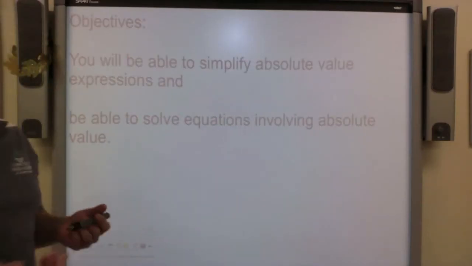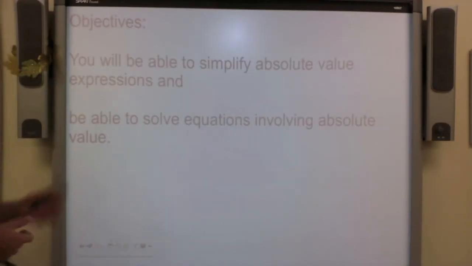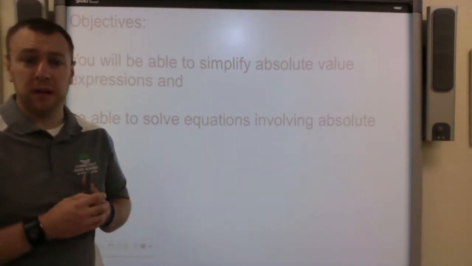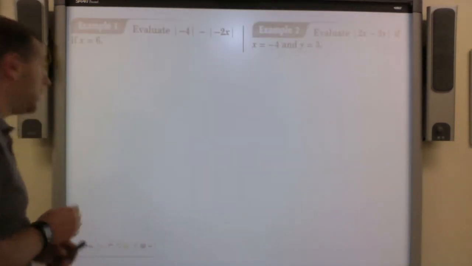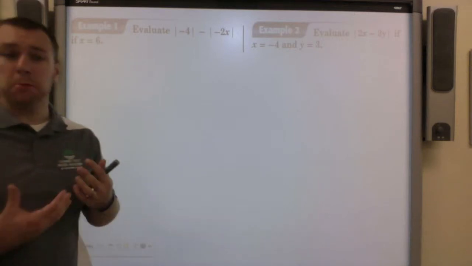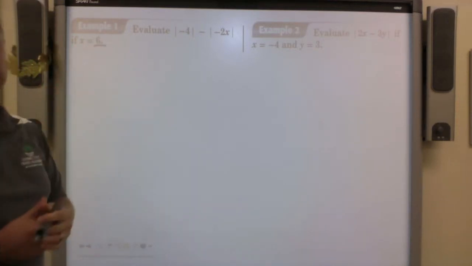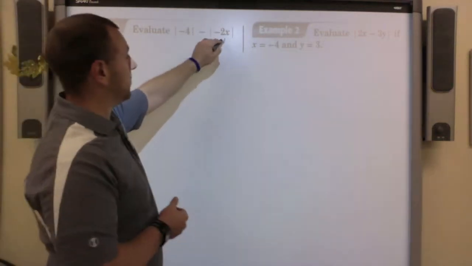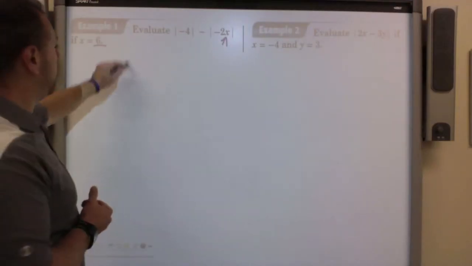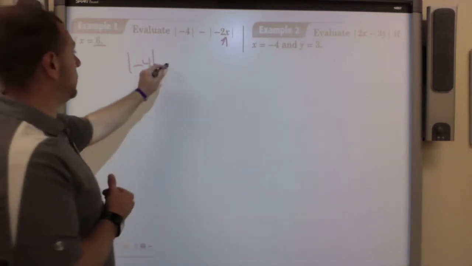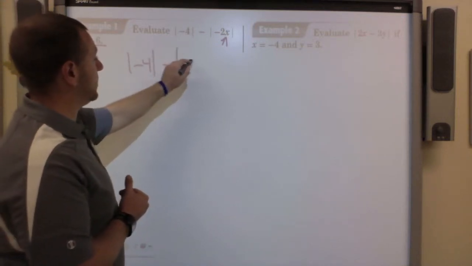By the end of this video, you'll be able to simplify absolute value expressions, just with numbers or anything, and then be able to solve the equations that have absolute value in there. So the first step is that simplifying piece, and this just means take this x, the 6, and plug it in right there. Now, absolute value acts as parentheses, so we have to do everything inside the parentheses first.